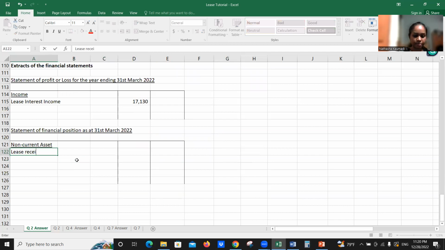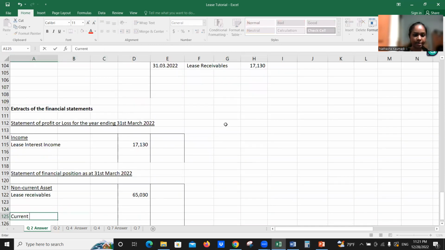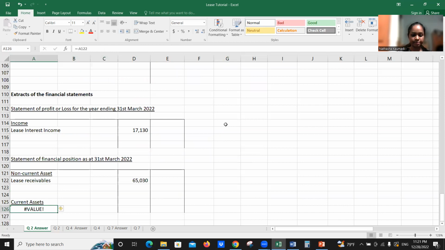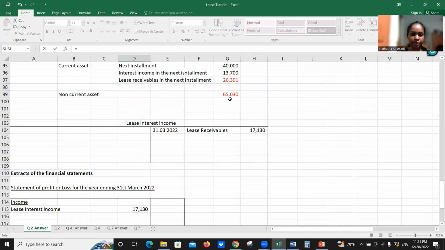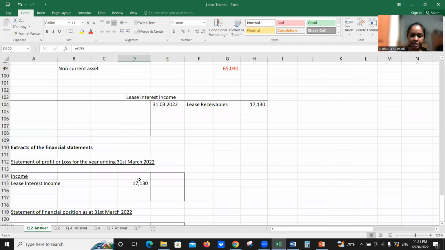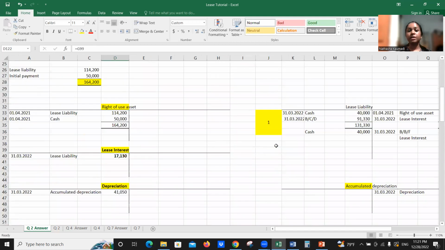Lease receivables, non-current portion would be 65,030, and then current assets. Under current assets, again lease receivables, that value would be, as we computed, 26,301. This is the current one. This is the non-current portion. Okay, so this is how you recognize your transactions and then prepare the extracts of the financial statements for both lessee and lessor. This is how you record the transactions of both and prepare the financial statements.